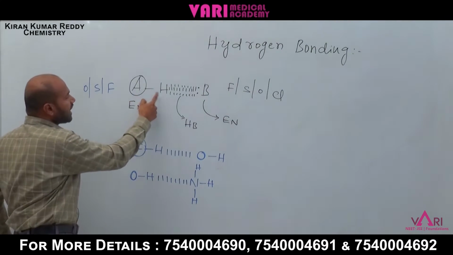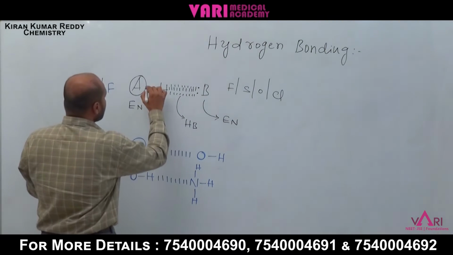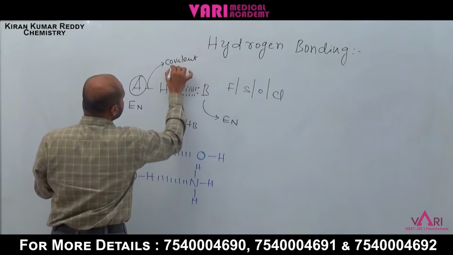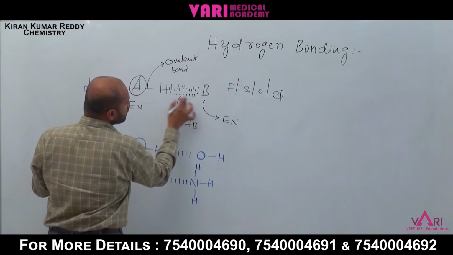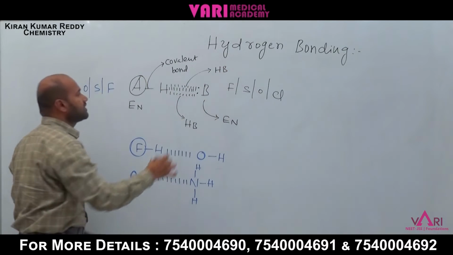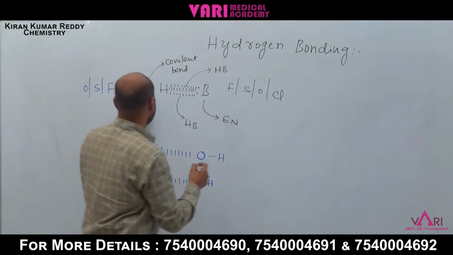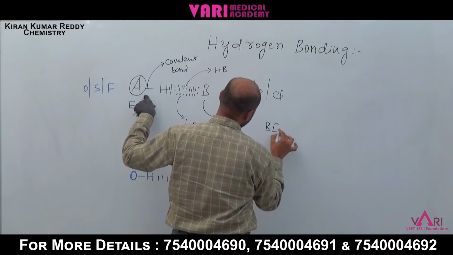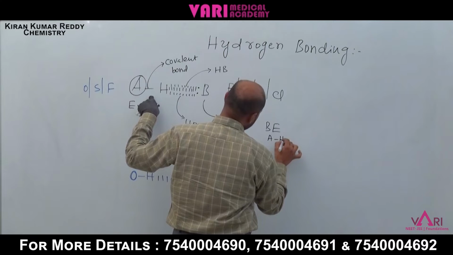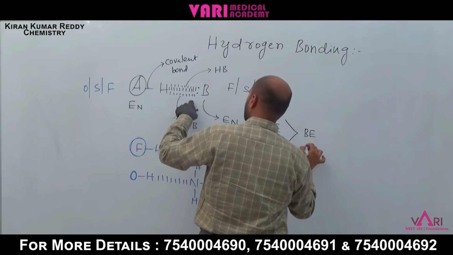Now, A to H, which bond is formed? A covalent bond is present between A and H. And H to B is the hydrogen bond. Now, bond energy. I am writing here: the bond energy of A-H is greater than the bond energy of H-B.